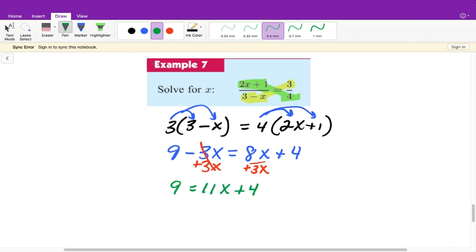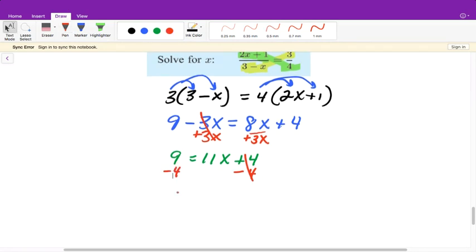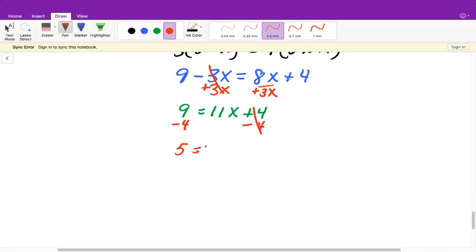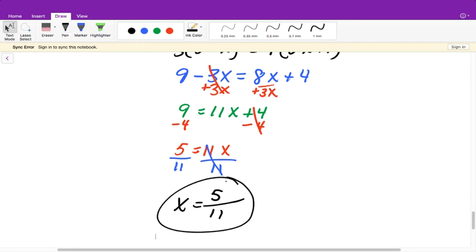Now we are going to move our constants to the other side, because we need our constants on one side. So with our inverse operation, we move our 4 to the other side. So now we get 5 is equal to 11x. And then the last thing that we need to do to isolate our x is our last inverse operation, and we get that x is equal to 5 over 11.